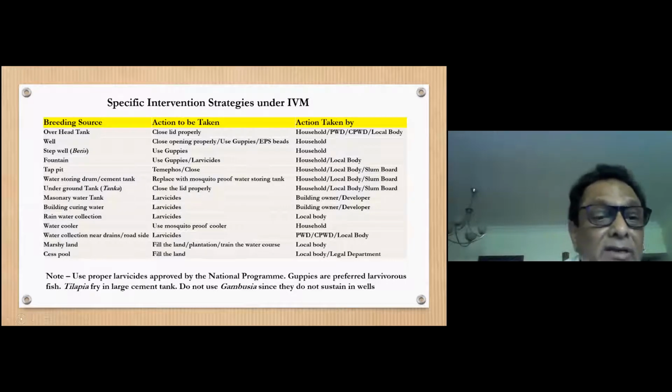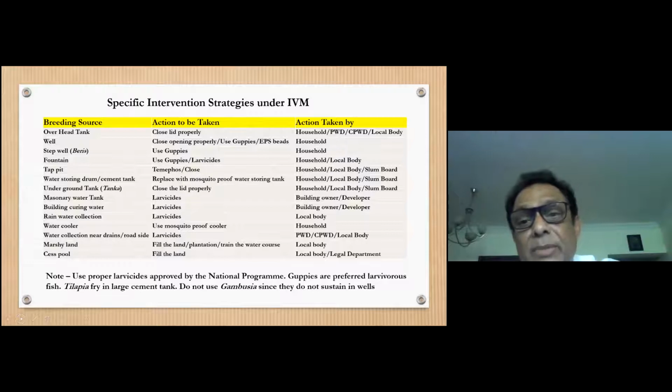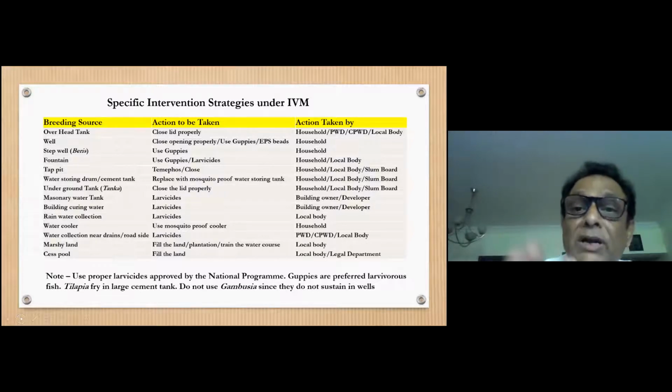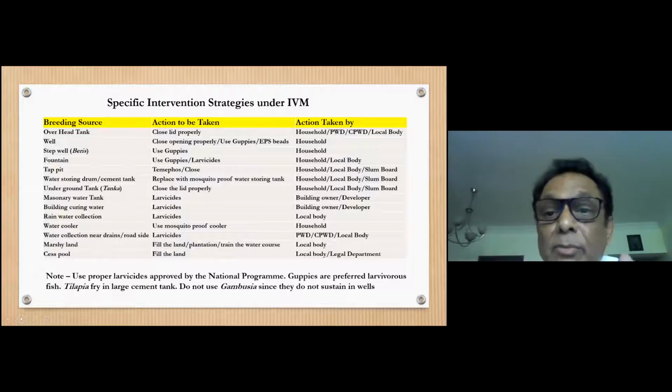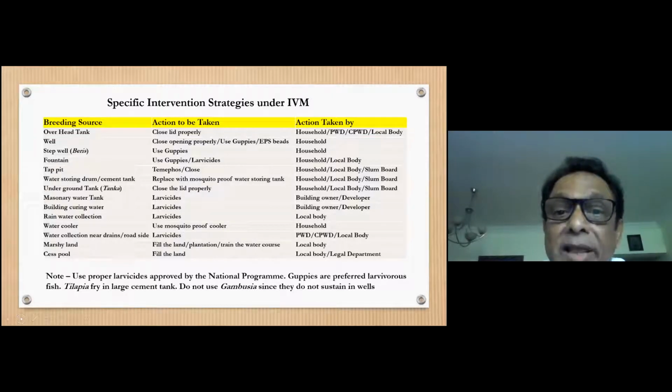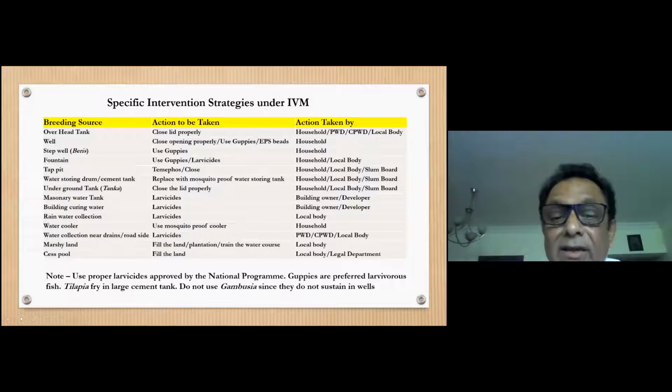I was talking to my colleague, and he was telling me water coolers also breed mosquitoes on the Rajasthan side. Water collection near drains, marshland and cesspools, but mostly, you can see, I have mentioned how we will do it and who are the responsible agencies, and they will take care. So the local body has a role to play. PWD, the Public Works Department, and the Central Public Works Department have a great role to play. Their engineers have a great role to play. Households also play a role, and everybody has to take this responsibility.